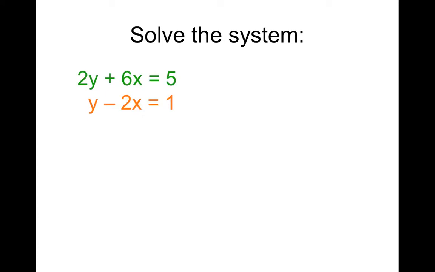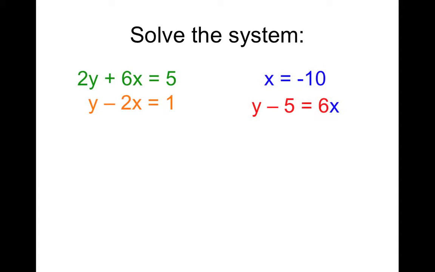We want to solve this system. We want to find a pair of numbers x and y where 2 times y plus 6 times x equals 5, and y minus 2 times x equals 1. This is a little bit harder than the previous examples.